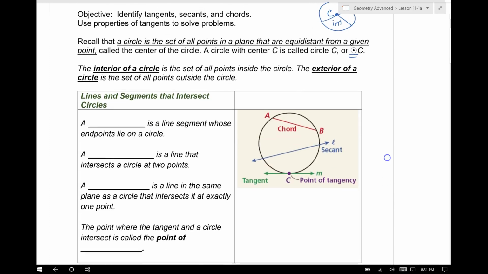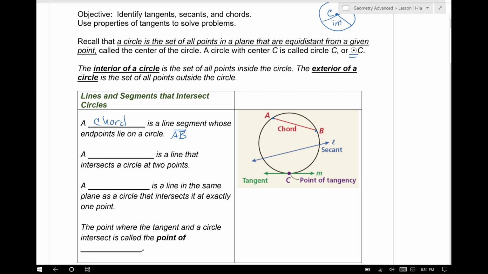Now, we have some terms that we want to make sure that we understand. These are terms you probably have had before, but we're going to use a lot of them in this chapter. The first one is the term chord. A chord is a line segment whose endpoints lie on a circle. So with that, you would have line segment AB. Here it starts and ends on the circle.